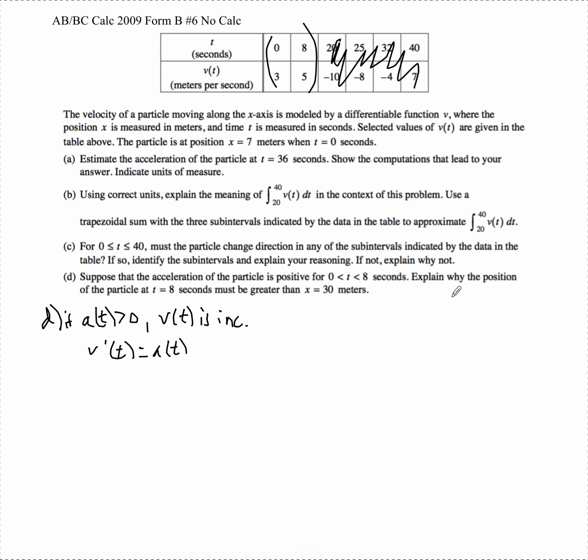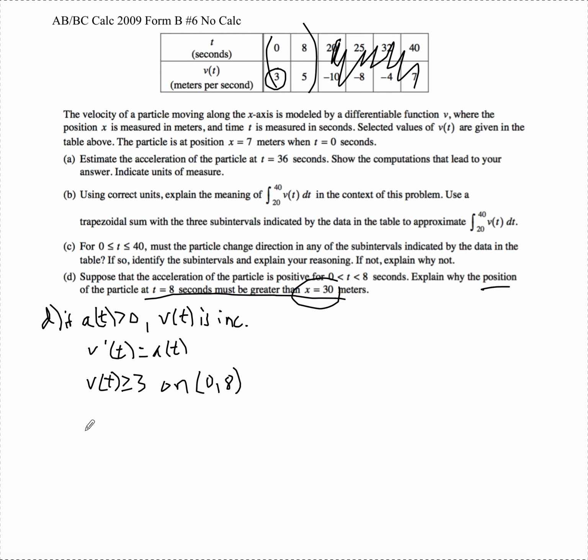So let's read. Explain why the position of the particle, so now they're asking me about position, at t equals 8 must be greater than 30. Well, if I know that velocity is increasing because a of t is positive, that means my minimum velocity has to be 3 because I know velocity is increasing, so 3 has to be my minimum. So I can say v of t, just to write myself notes, v of t is greater than or equal to 3 on 0 to 8 then.